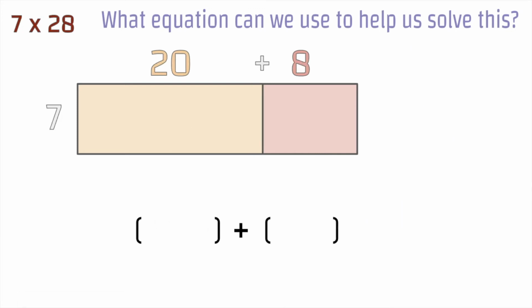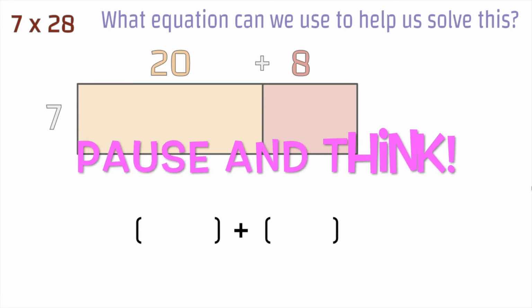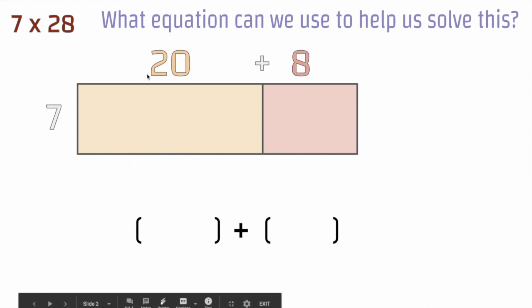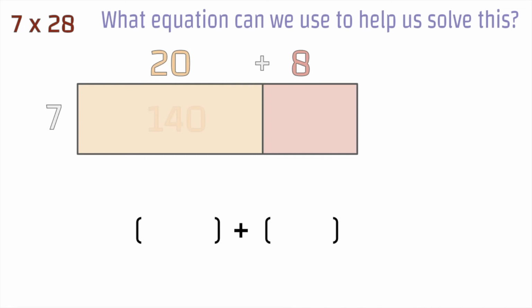What about this one? 7 times 28. What equation can we use to help us solve this? Well, we know we're going to do 7 times 20 because you can imagine we have 7 rows of 20 here, and that's just 140. But that's the first thing we did. We did 7 times 20.